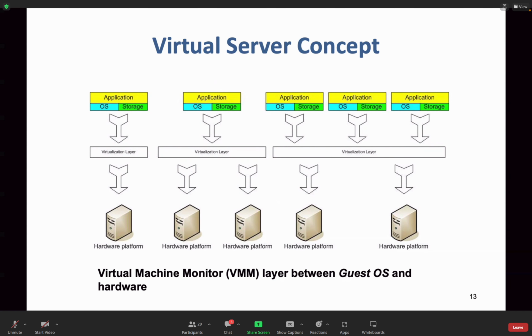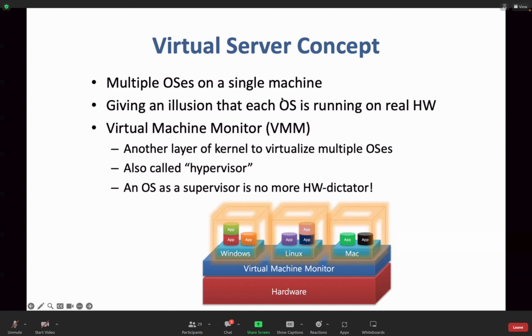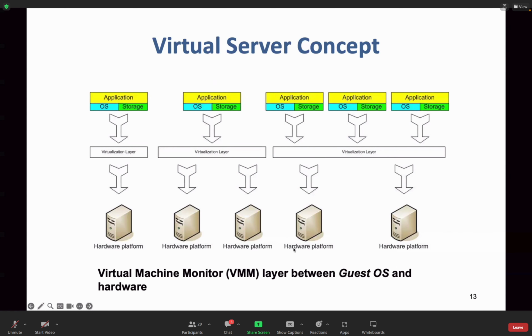In some sense, VMM is a thin software layer, so it is kind of an OS, right? But it's not like Windows, Linux, or Mac. It doesn't have a particular way of enabling application APIs, but it interacts with the OS. So the OSs that sit on top of the VMM are called this OS.